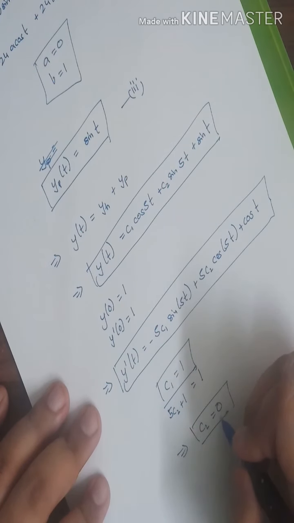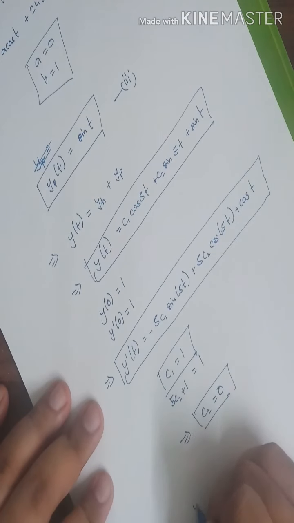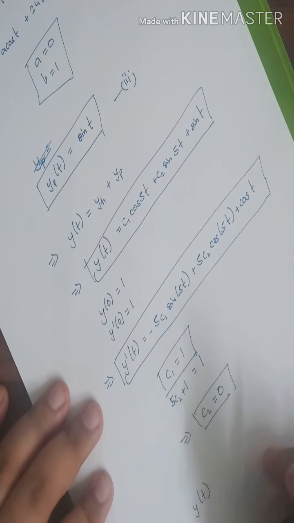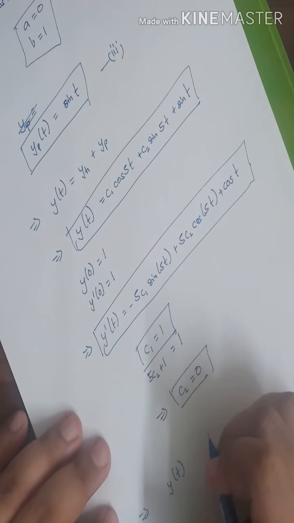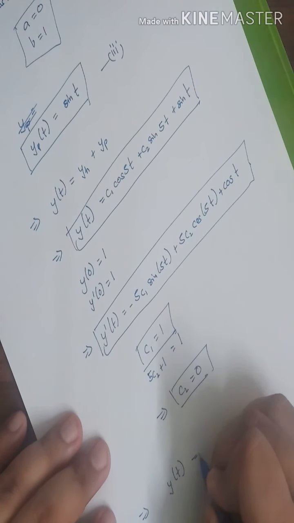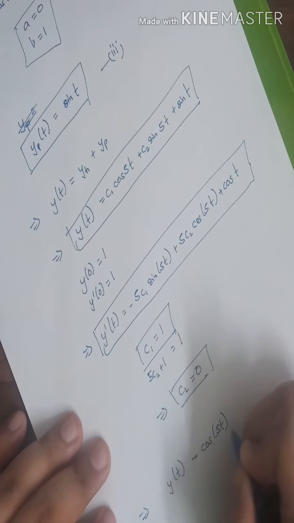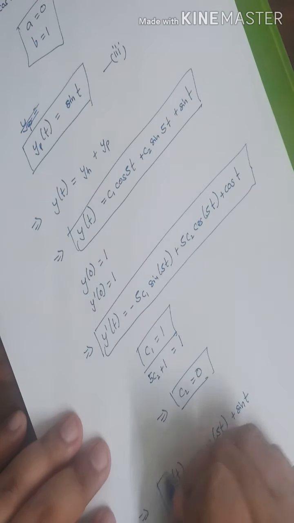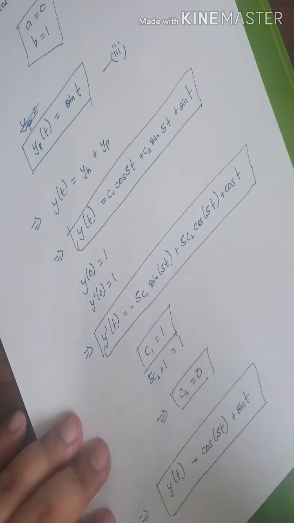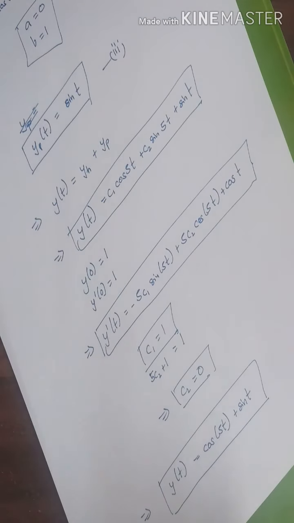Let's put the values of c1 and c2 in the solution obtained. Then we will be getting the final solution, basically, that is going to be cos 5t plus sine t, and that's it.